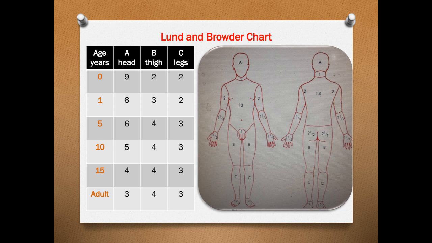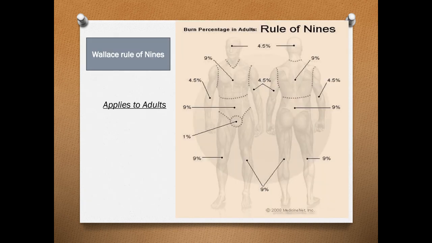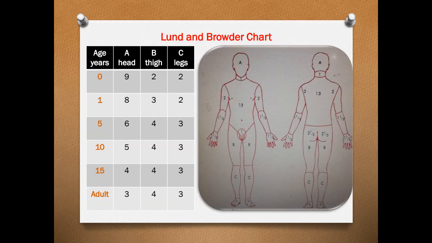Then we have the other formula. This is called the Lund-Browder chart. By the way, the previous rule, the Wallace rule of nines, is suitable only for adults. It's not suitable for children. This applies to adults only. Okay, the Lund-Browder chart is applicable to all age groups, including children from the first day of life up to adults.